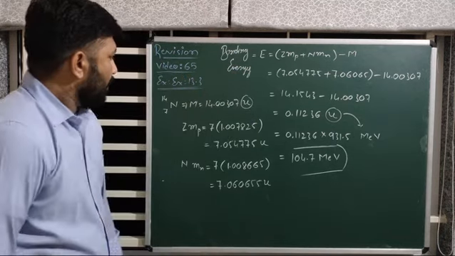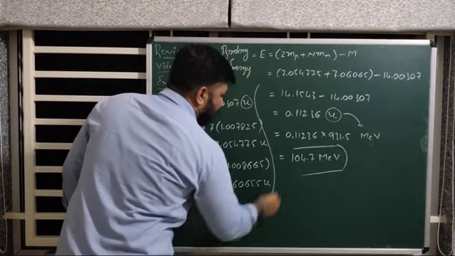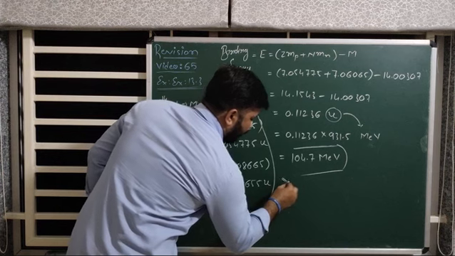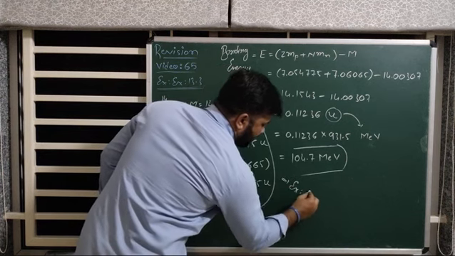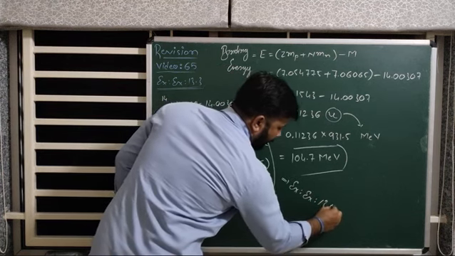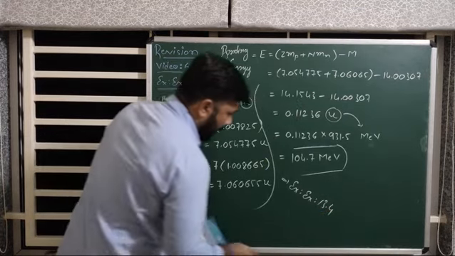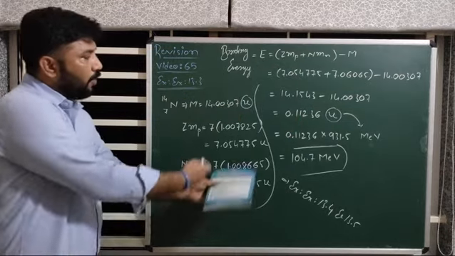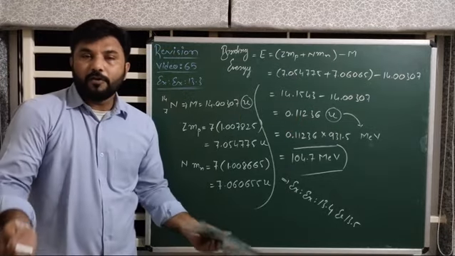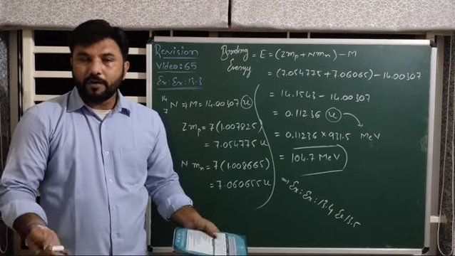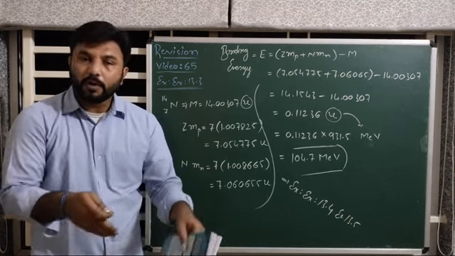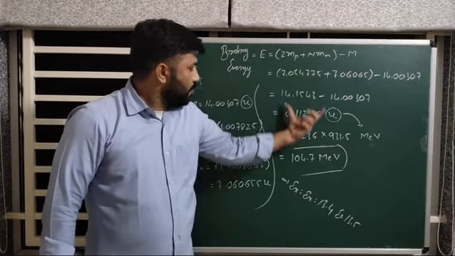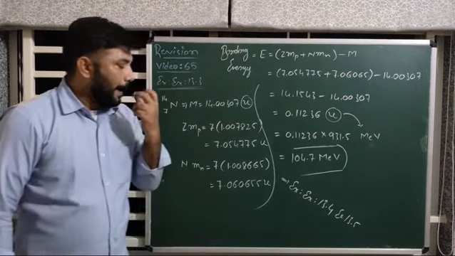Got it? And similar to these examples, there are exercise example number 13.4 and 13.5. Based on the same logic, find out mass of proton, mass of neutron, total mass of proton, total mass of neutron, mass of nucleus is given. Just do it. It is the binding energy.